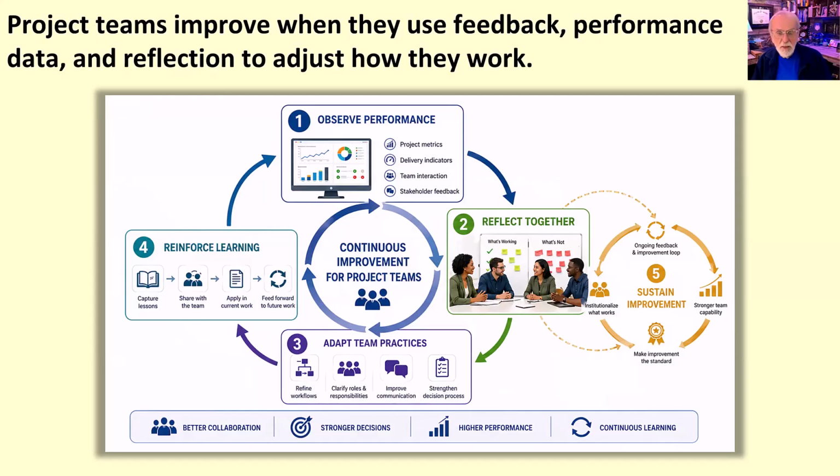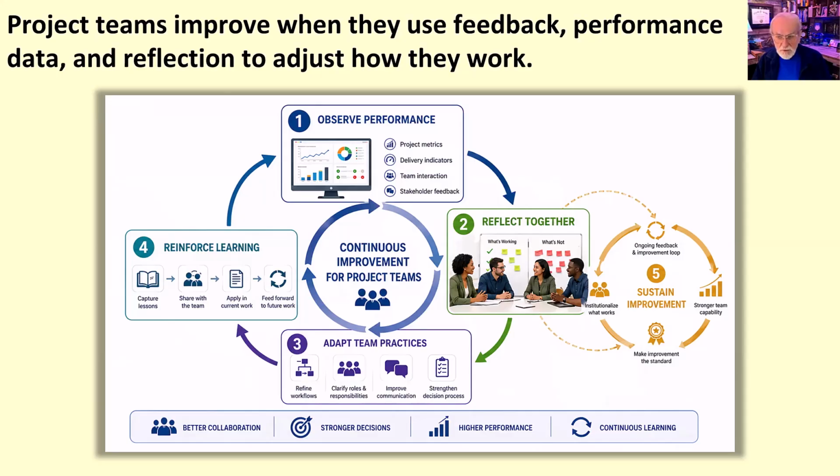When the team has to adapt its practices, if communication is unclear, the team may adjust meeting rhythms, reporting formats, or escalation paths. If decision-making is slow, the team may clarify authority. If conflict is avoided, the project manager may create safer ways to surface concerns. If workload is uneven, roles and responsibilities may need to be revisited. The strongest learning happens during the project, not only at the end.